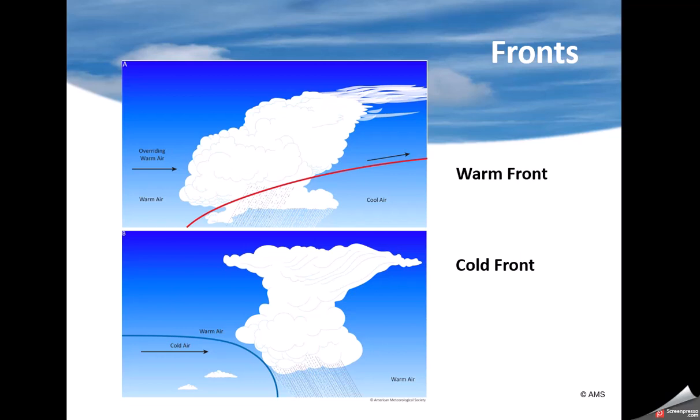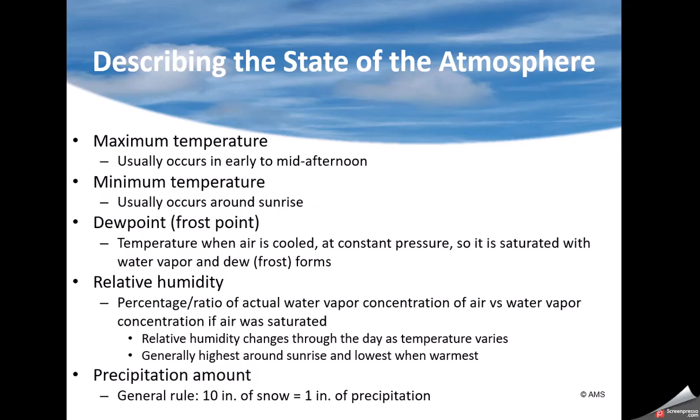Cold fronts, cold air is advancing. Cold air is a lot heavier, so it tends to push the air up faster. That's why we get more thunderstorms with it. When I was describing the state of the atmosphere, these are all things we talked about right there.